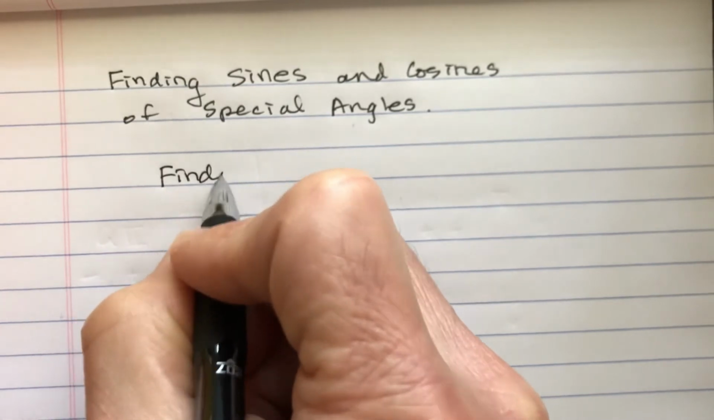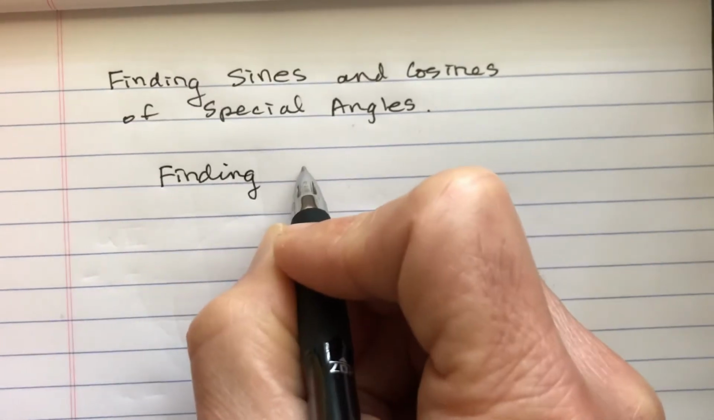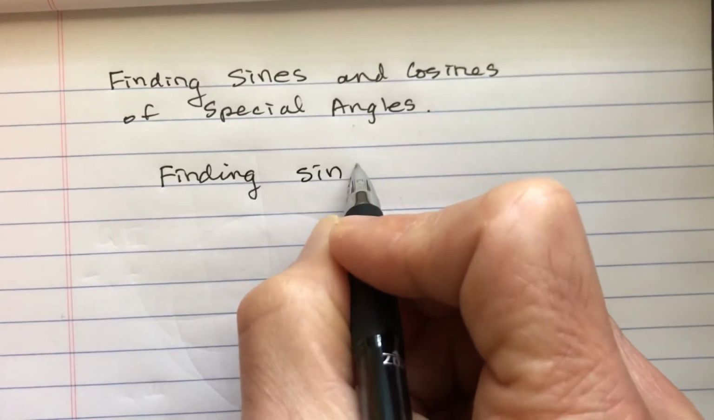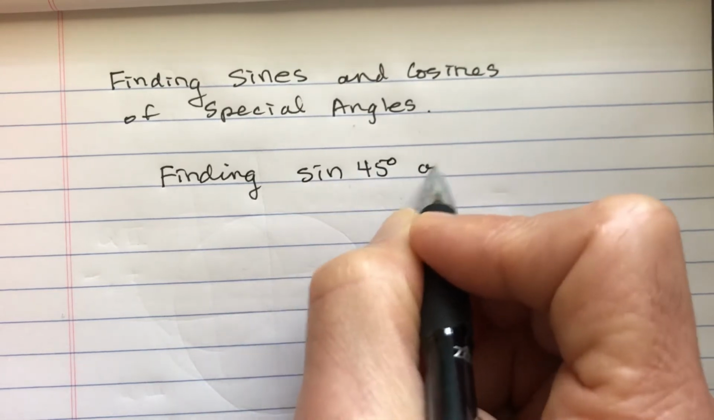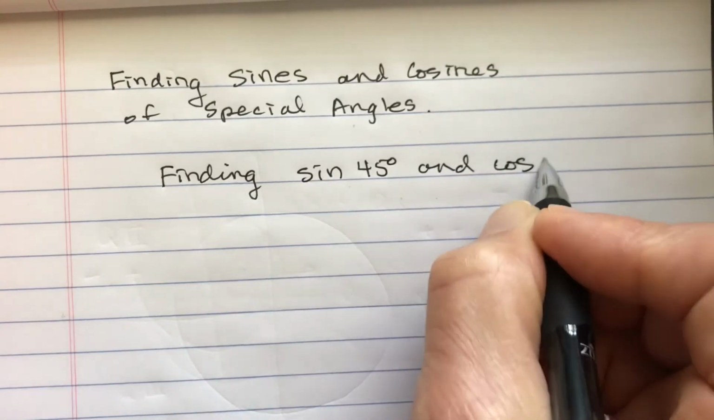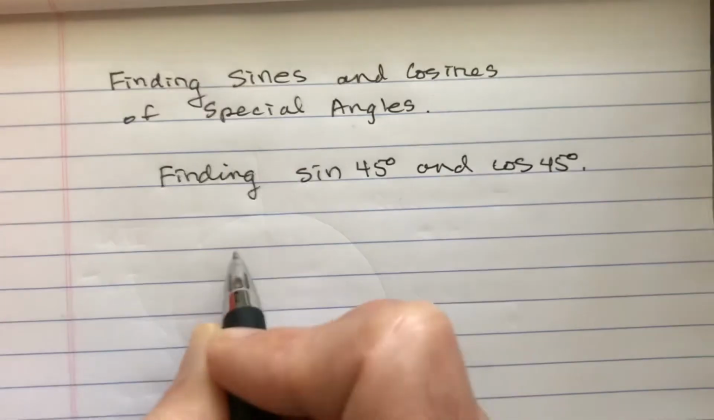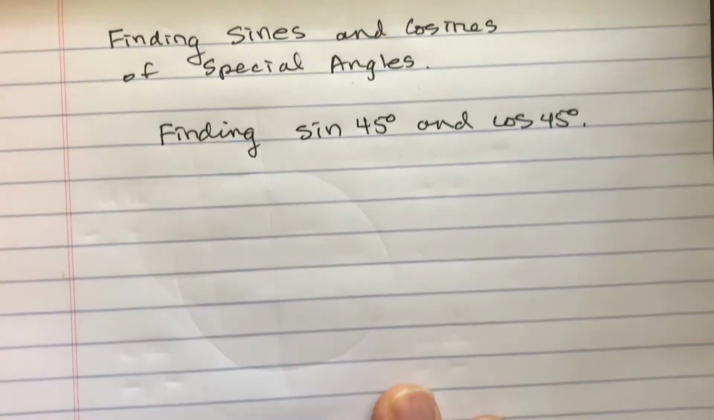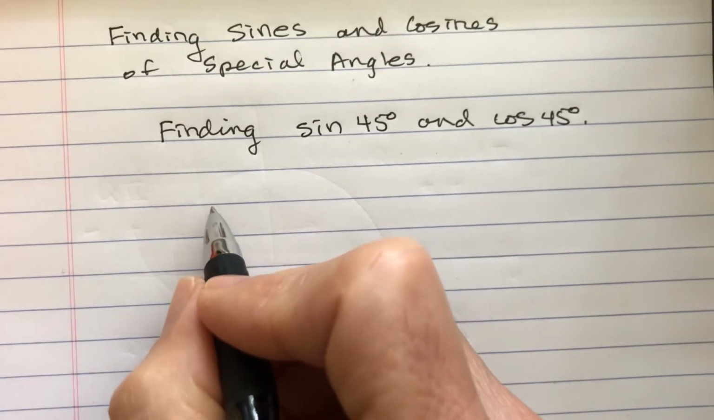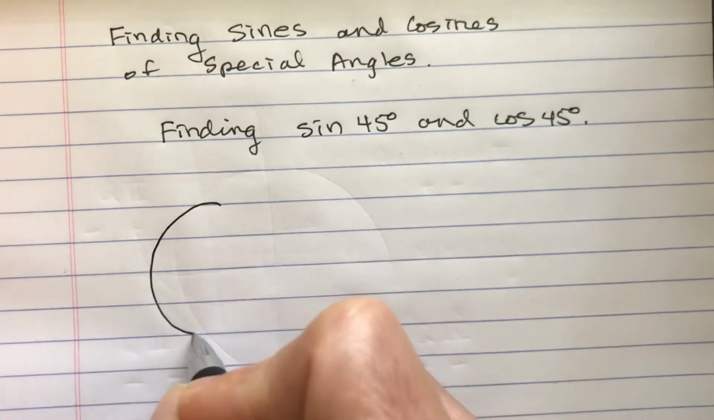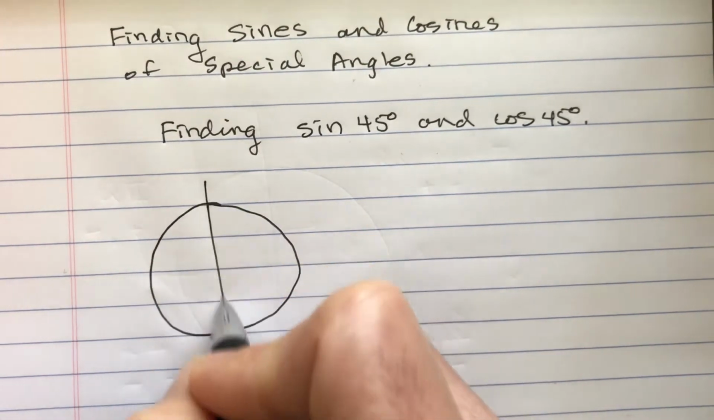Okay, so let's talk about finding sine of 45 degrees and cosine 45 degrees. And there are different ways to do this. So I'm going to do this using a unit circle approach.